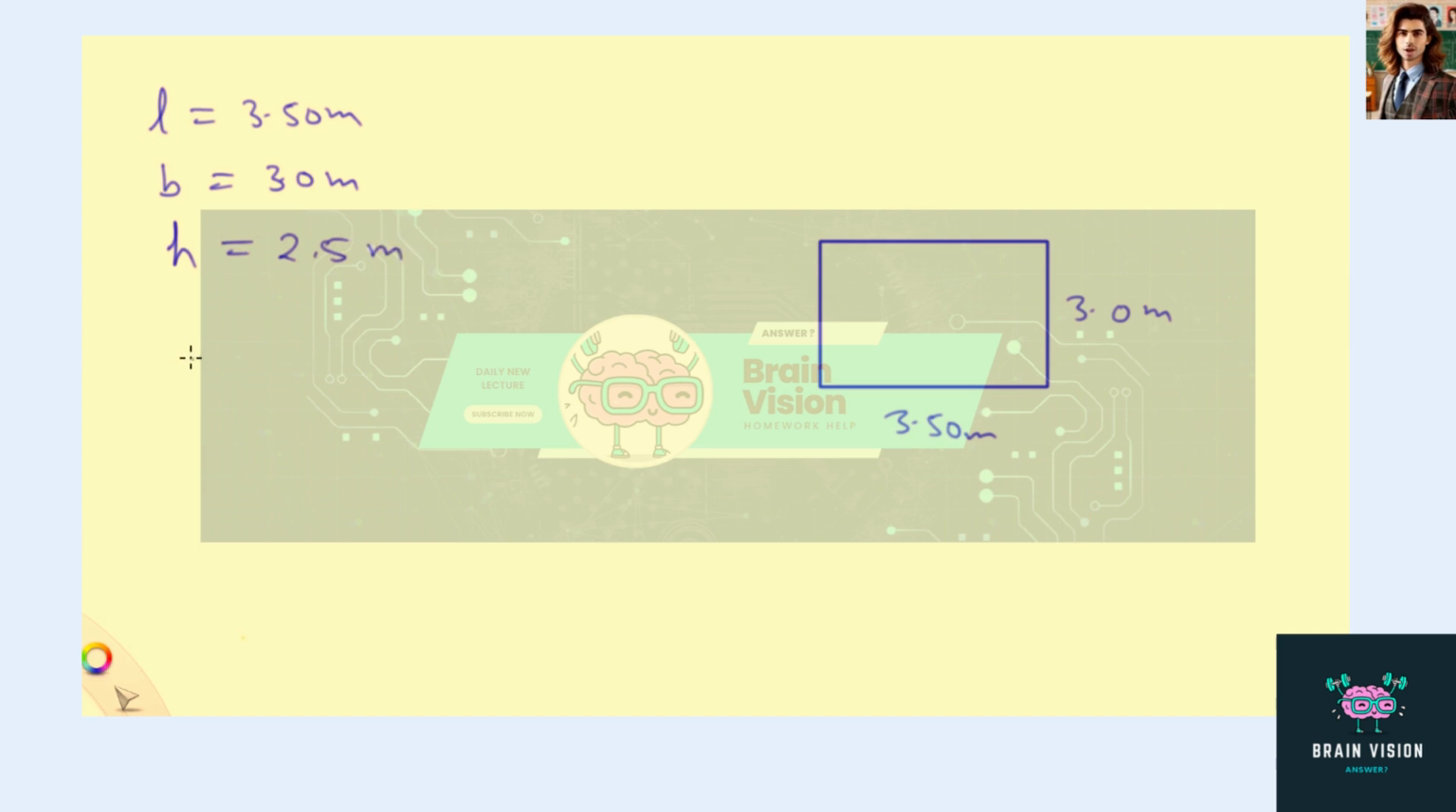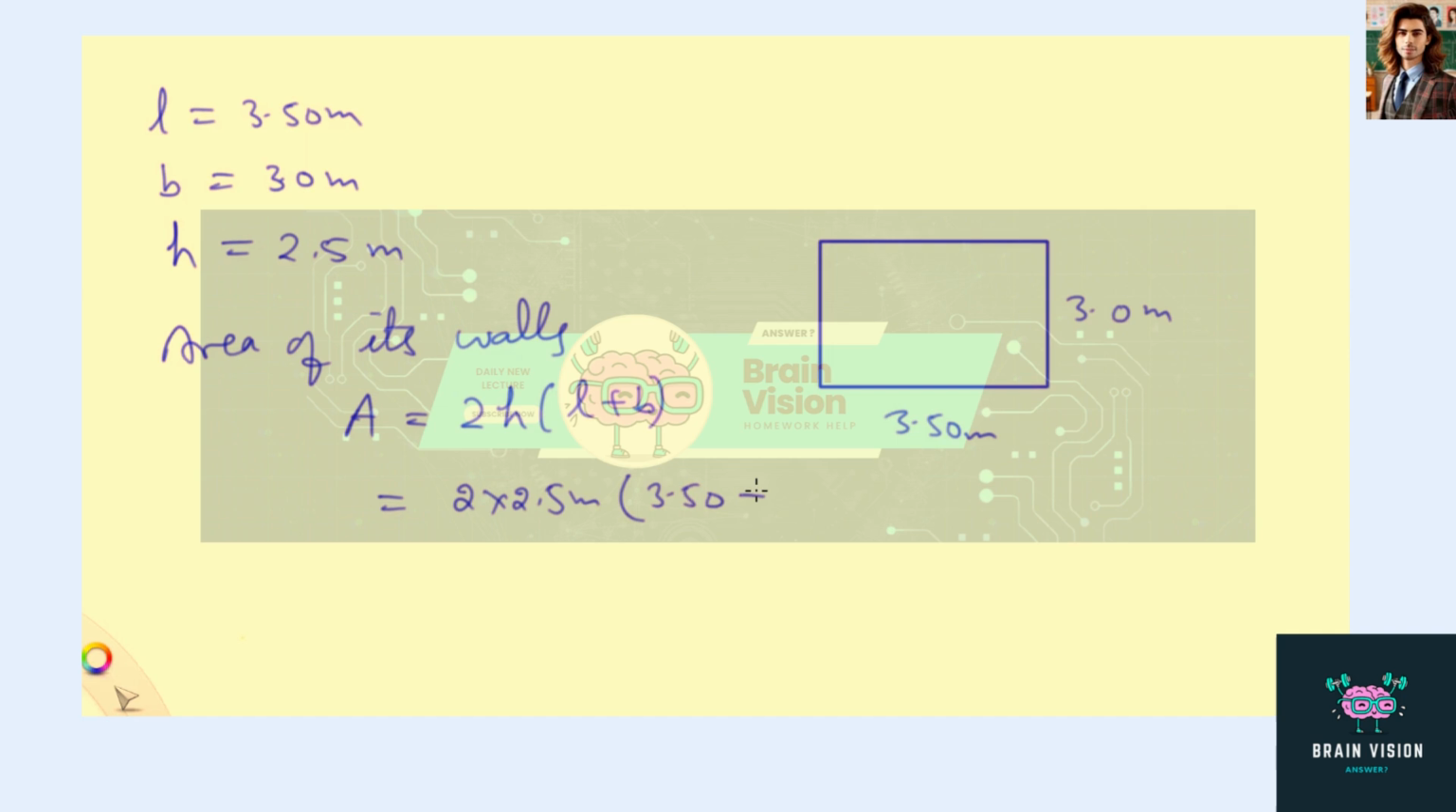So we can say the area of its walls, excluding the floor and the ceiling, will be given by twice of h into L plus B. So putting these known values, this is 2 times of 2.5 meter multiplied by 3.50 plus 3.0 meter. So overall, this area of the walls of the cabin comes out to be 32.5 meter square.